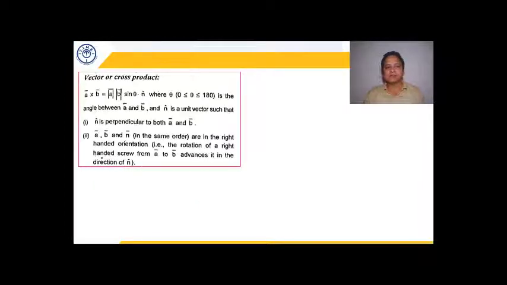In the previous class, we learned about vector or cross products. A cross B is modulus A multiplied by modulus B sine theta into eta vector, where theta lies from 0 to 180 and is the angle between A and B, and eta is the unit vector such that eta is perpendicular to both A and B. Second, A, B and eta in the same order are in the right-handed orientation, that is the rotation of a right-handed screw from A to B advances it in the direction of eta.